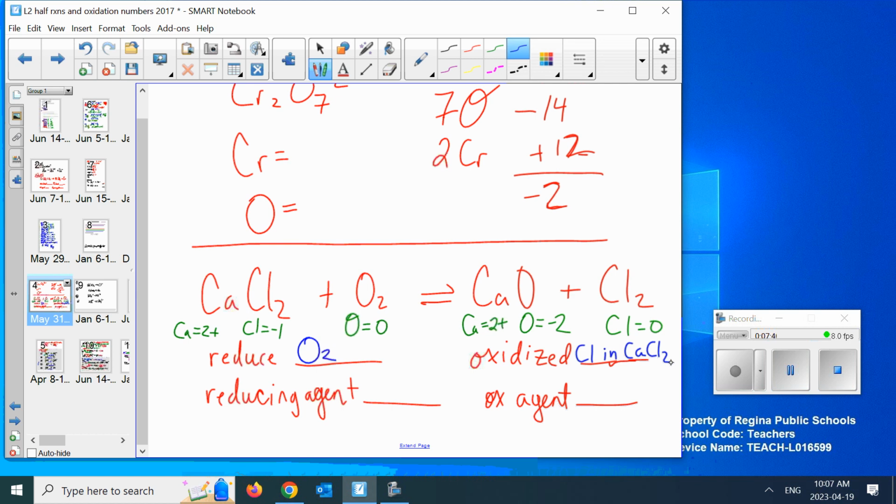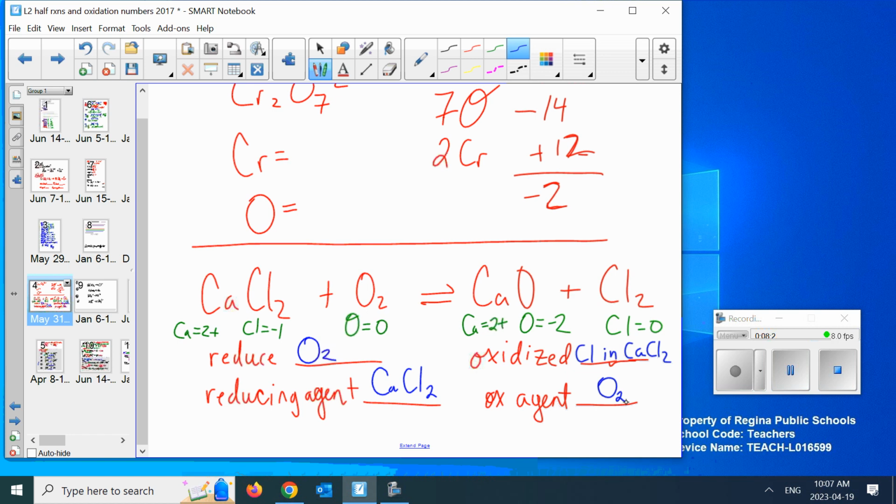Now the vocabulary, reducing agent. If oxygen is reduced, O2 is reduced, what was added to it? It's the compound, CaCl2. Oxidizing agent. What was added to calcium chloride? It was the oxygen. Now, I want you to notice, for questions like this, reducing agent, oxidizing agent, left side only is eligible. You can only use reactants, never even consider the product. Makes sense?